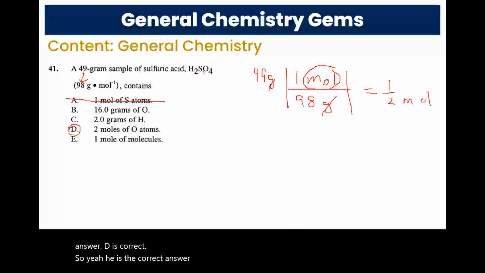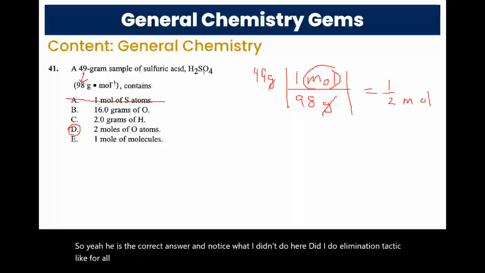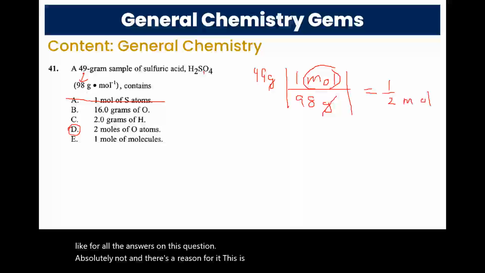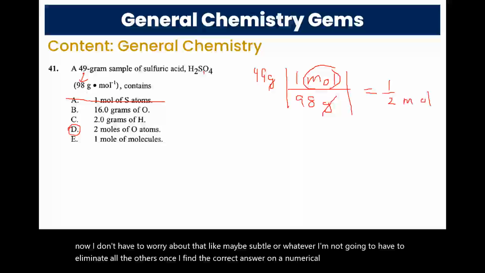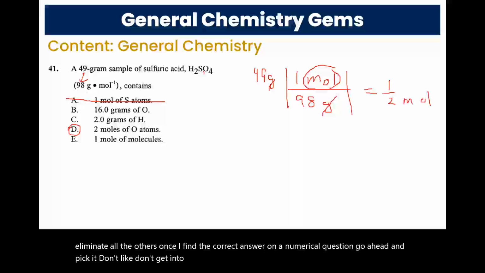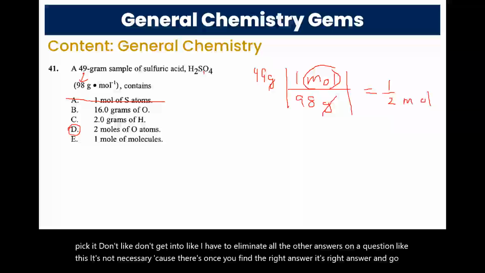And you notice what I didn't do here. Did I do elimination tactic like for all the answers on this question? Absolutely not. And there's a reason for it. This is a calculation question. There is one right answer. Now I don't have to worry about maybe subtle wrong answers. I'm not going to have to eliminate all the others. Once I find the correct answer on a numerical question, go ahead and pick it. Don't get into having to eliminate all the other answers on a question like this. It's not necessary, because once you find the right answer, it's the right answer, and go on. Just be smart about how you approach it.